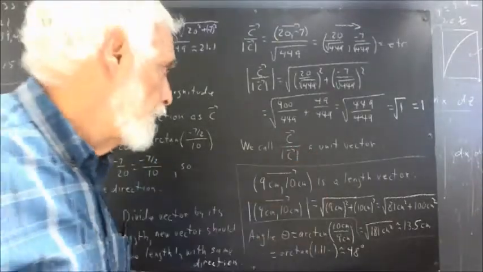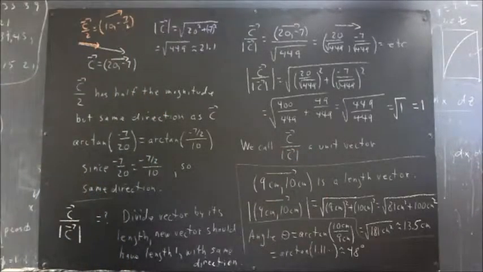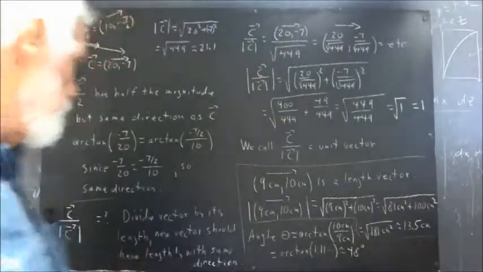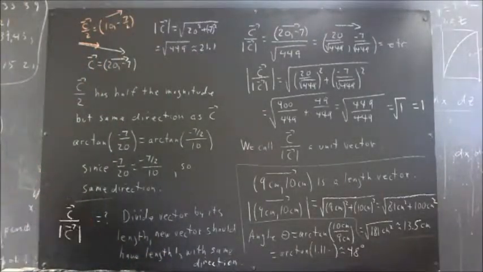So we call c over the magnitude of c a unit vector, a vector of magnitude 1 in the same direction as our c vector.